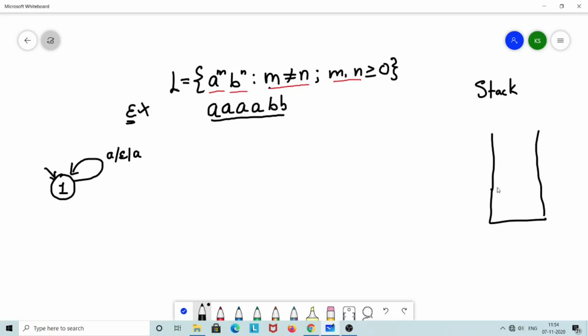For the first A I'll push A onto the stack. This will be the content of the stack after encountering the first A, and since I remain in state 1, for the remaining 3 A's I'll perform the push operation. This will be the content of my stack after I encounter 4 A's, and I'll remain in state 1.